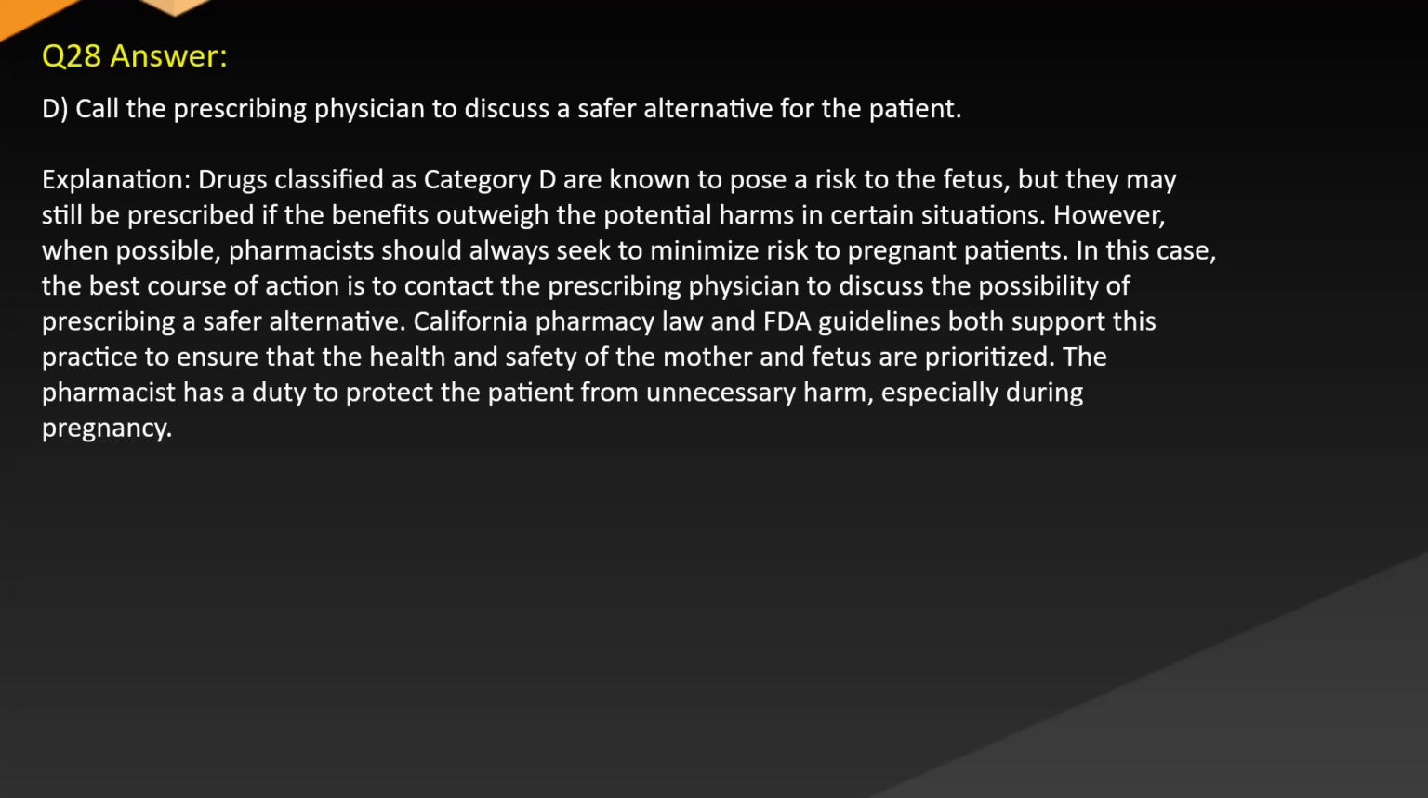Explanation. Drugs classified as Category D are known to pose a risk to the fetus, but they may still be prescribed if the benefits outweigh the potential harms in certain situations. However, when possible, pharmacists should always seek to minimize risk to pregnant patients. In this case, the best course of action is to contact the prescribing physician. Discuss the possibility of prescribing a safer alternative. California pharmacy law and FDA guidelines both support this practice to ensure that the health and safety of the mother and fetus are prioritized. The pharmacist has a duty to protect the patient from unnecessary harm, especially during pregnancy.